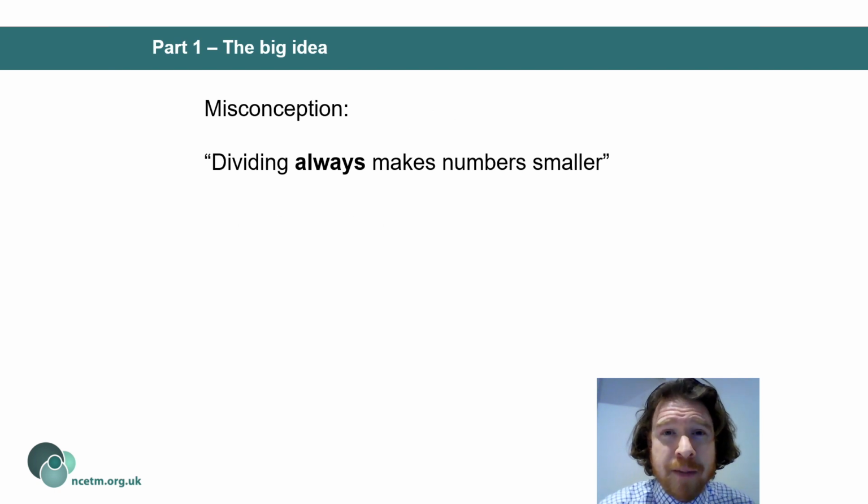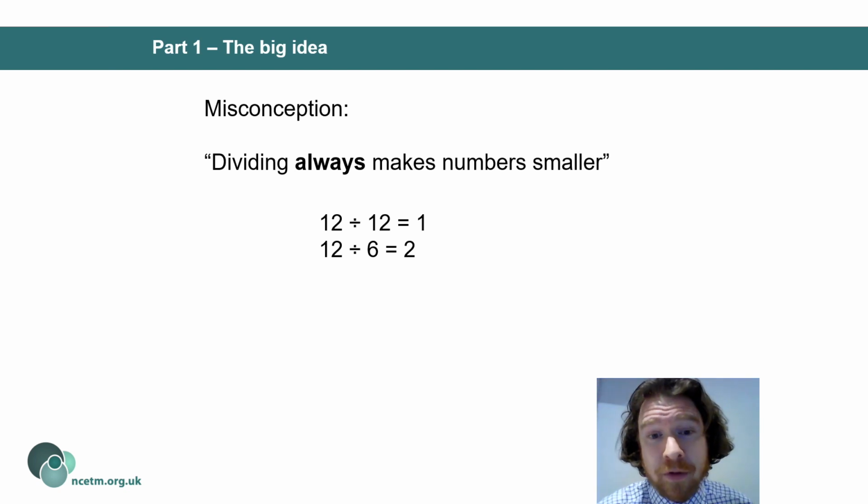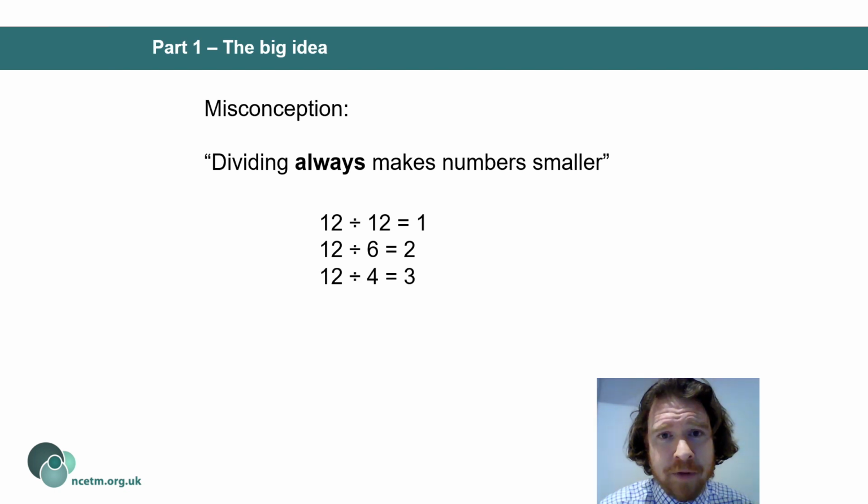One of the main misconceptions we might meet is where students will often think that dividing will always make numbers smaller. So it's important that we point this out to them that this isn't always the case. So one way to do that is to follow a simple pattern like this one. So if I take 12 and divide it by 12, I get the answer 1. If I then decrease my divisor, my quotient increases. And this continues to happen as I decrease my divisor every time.